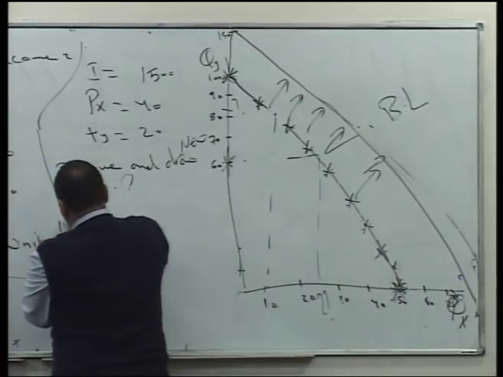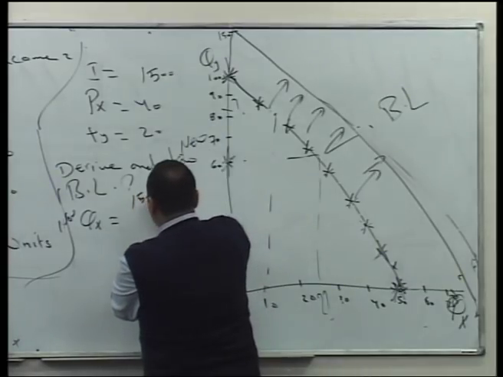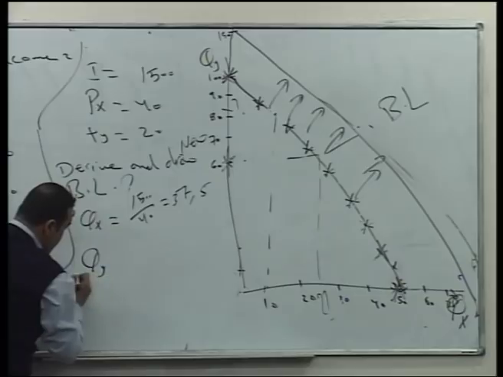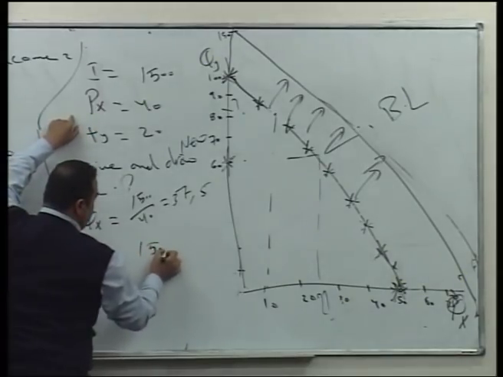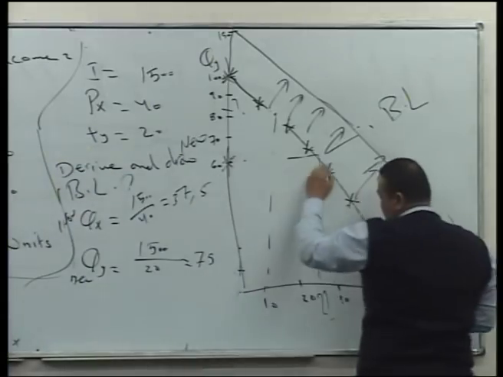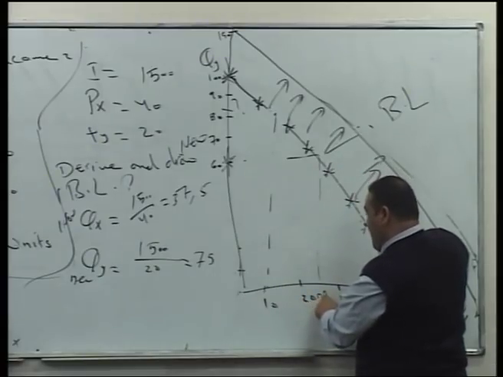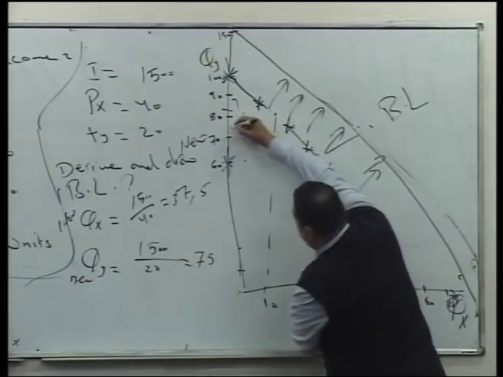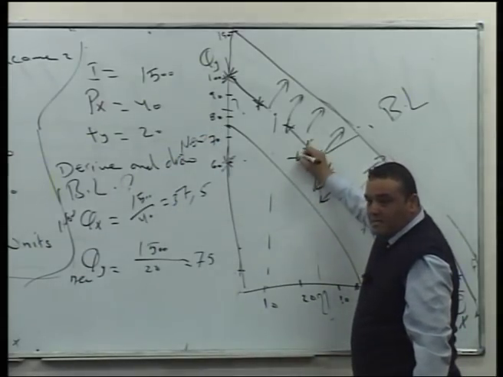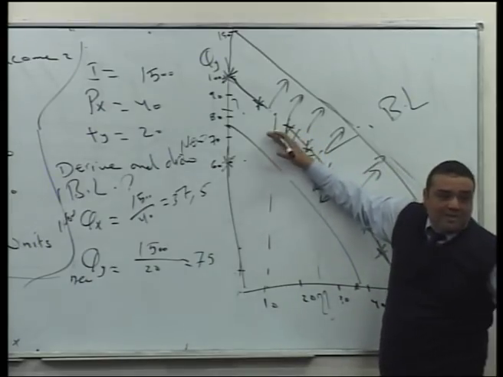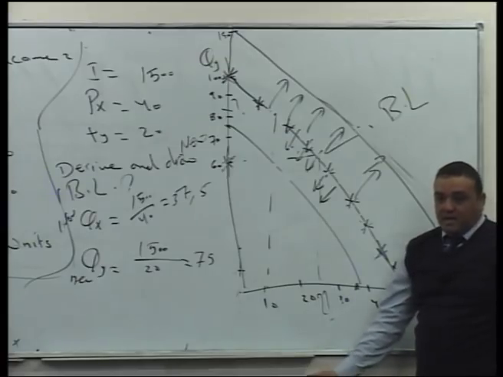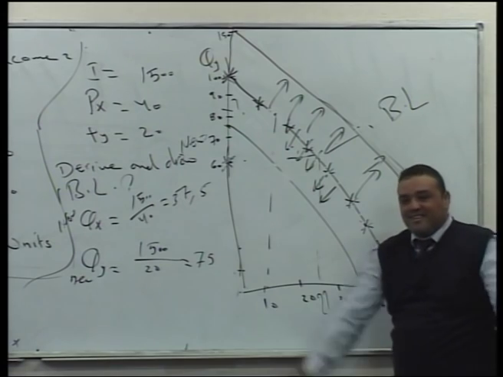Here, quantity of X equals 1,500 over the constant price of 40, which is 37.5. Quantity of Y equals 1,500 over the price of Y, 20, which equals 75. So the budget line shifts left, parallel to the previous one, inside rather than outside, as the income goes down. Okay? Thank you, next time we will continue.